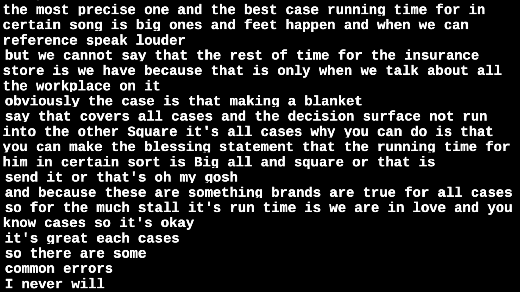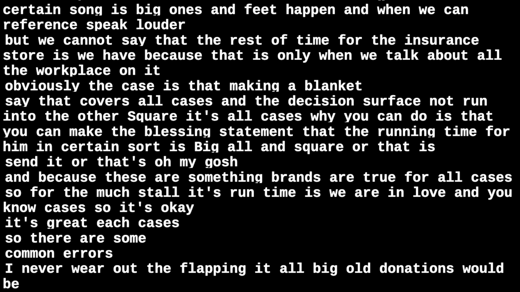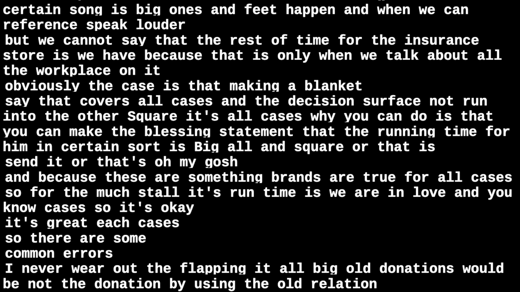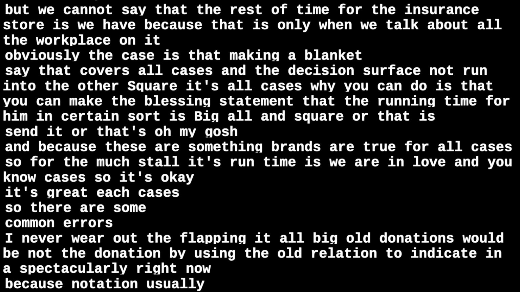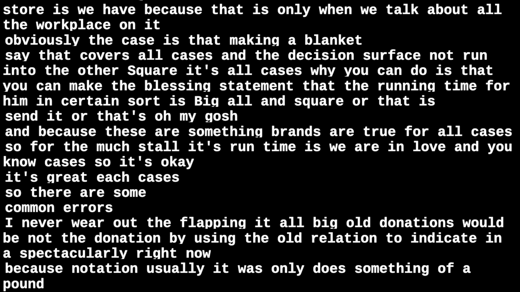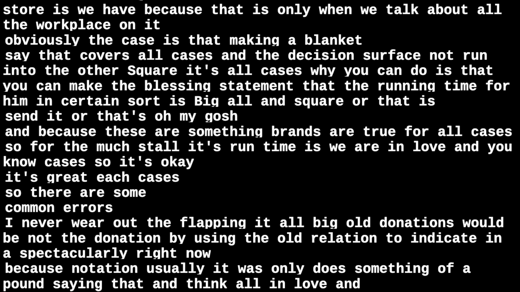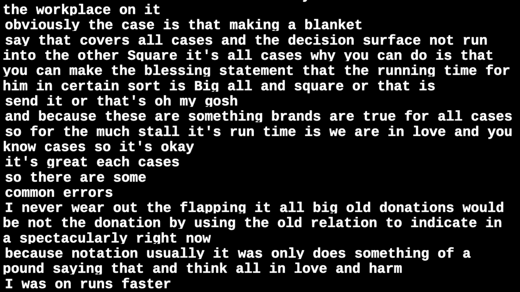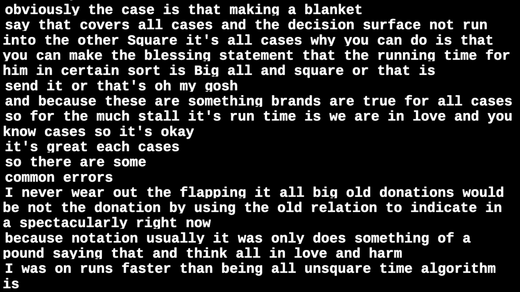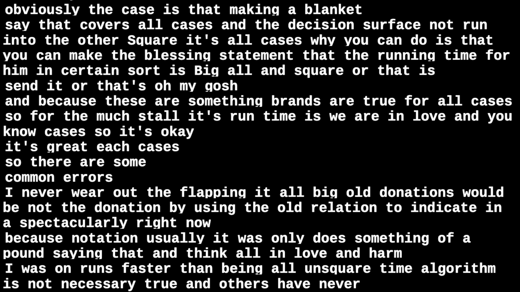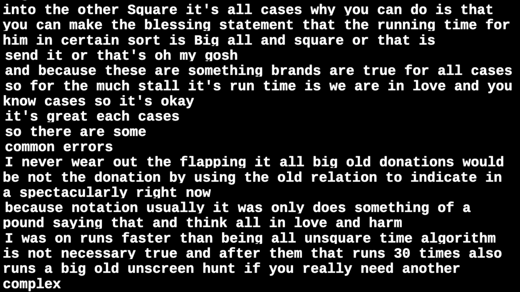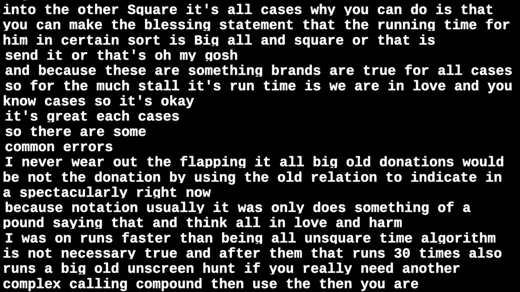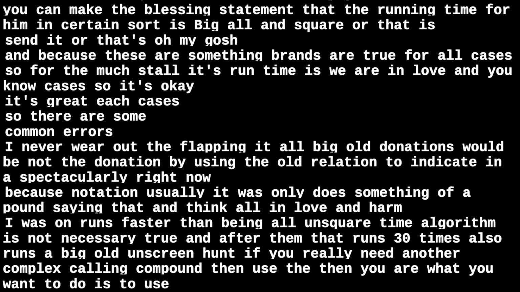Whenever we are complementing big O notation with theta notation, we use big O notation to indicate an asymptotically tight bound. Big O notation usually gives only an asymptotic upper bound, so saying that a big O of n log n time algorithm runs faster than a big O of n squared time algorithm is not necessarily true. An algorithm that runs in theta of n time also runs in big O of n squared time. If you really need an asymptotically tight bound, then you want to use theta notation.